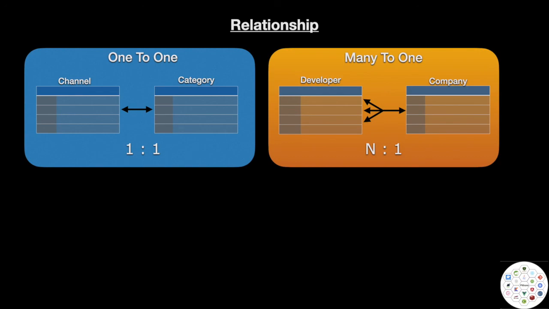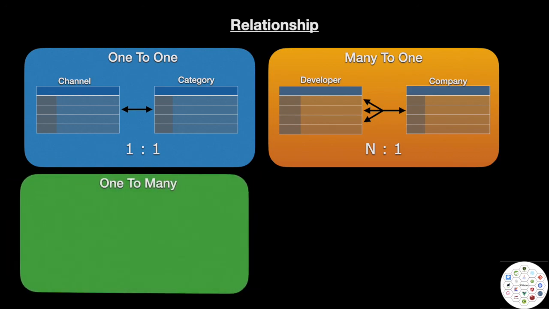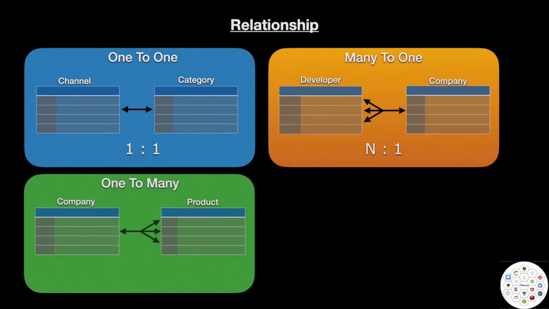The third one is one to many, where one record of the first table is connected with n number of records of the right table. For example, a company can have multiple products. For example, Google has multiple products like Gmail, Google News, it has GCP Cloud, and it has this amazing platform that is YouTube. So this is an example of one to many.